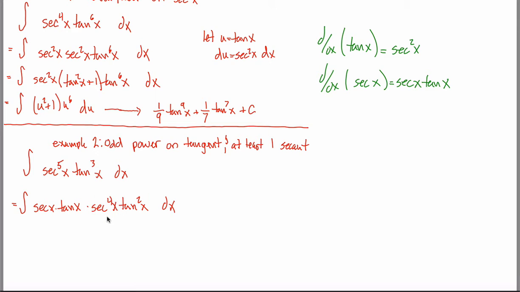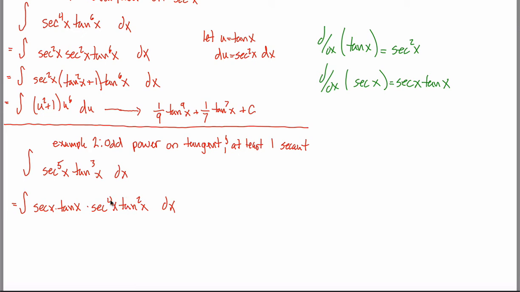The number of secants that I have left, it doesn't matter at all. It could be odd, it could be even, it's not going to matter. And the reason why is because the secant is going to become the u. So it's the tangents that I have to change into secants, because I'm going to make the secants the u, so this secant times tangent is the du.